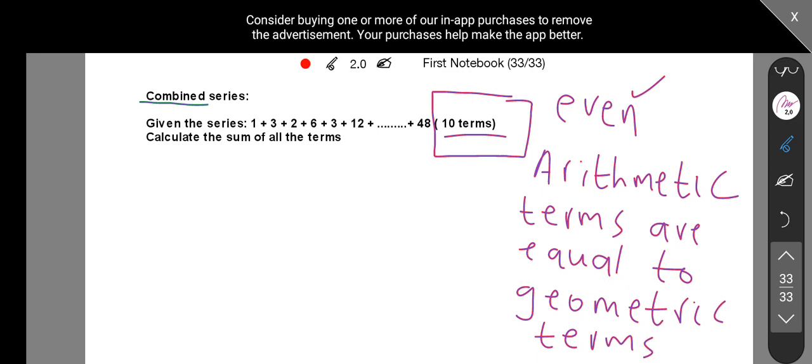We've been given 10 terms, okay? They are adding 10 terms. This means 10 is even because it's divisible by 2. This means that the arithmetic terms are equal to geometric terms. This means that they are 5. There are 5 arithmetic terms which are added and 5 geometric terms which are added.